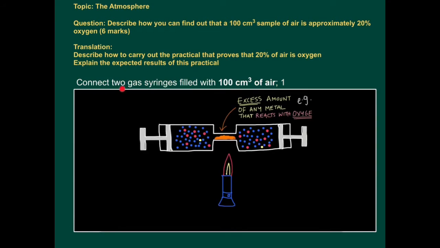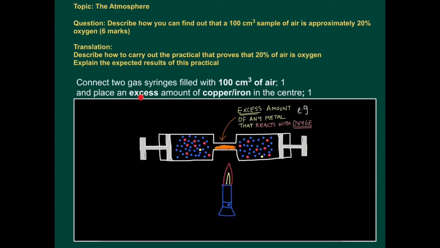So firstly, connect 2 gas syringes filled with 100 centimeter cubed of air. So here we have 2 syringes connected together and there's 100 centimeter cubed of air in the space. Then place an excess amount of copper or iron or magnesium or any metal which reacts with oxygen in the center. It has to be excess, so you ensure that all the oxygen in this airspace will react. You don't want the amount of metal to limit the reaction. You have to ensure all the oxygen gets used.